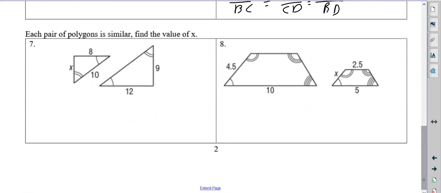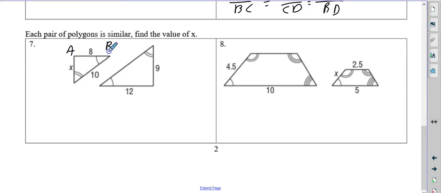All right, each pair of polygons is similar. Find the value of x. Okay, now this is kind of a tricky one. You got to pay attention to where the markings are. Okay, and sometimes it helps to give it letters. You don't have to, but sometimes it helps.